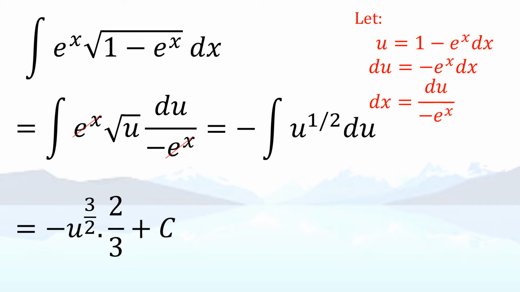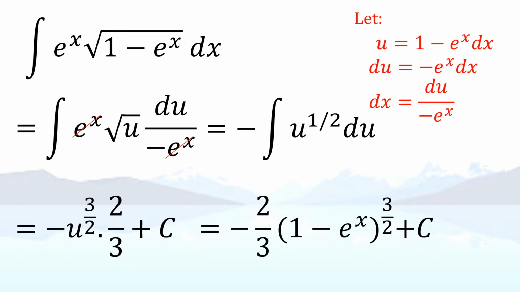And then we are going to substitute the value for u. So we have negative 2 over 3 times 1 minus e to the x raised to 3 over 2 plus c.